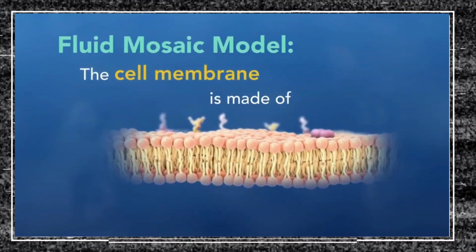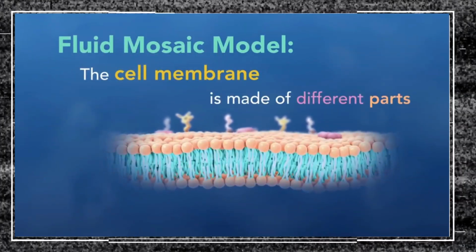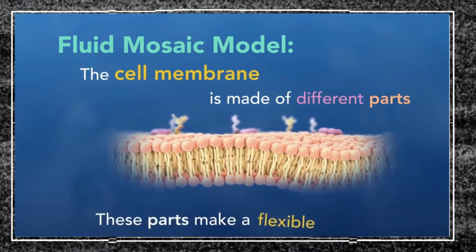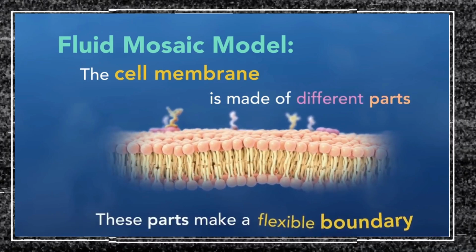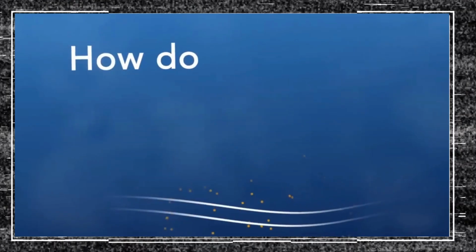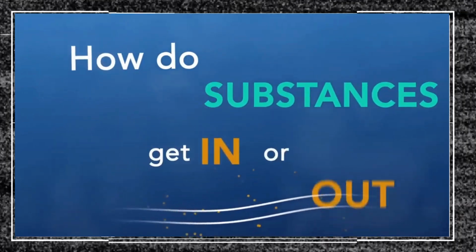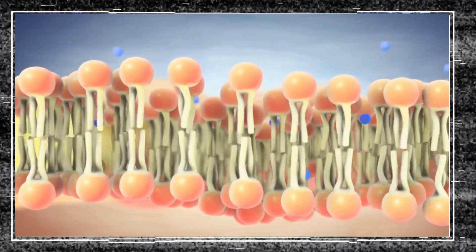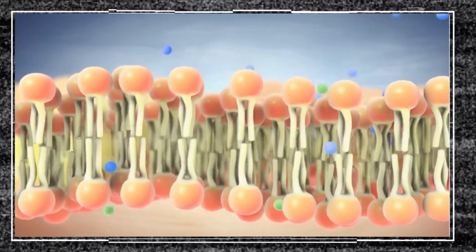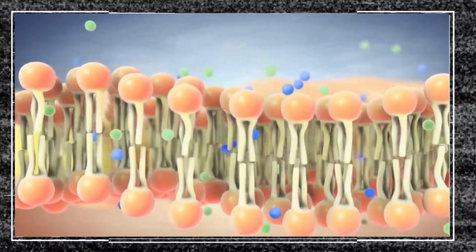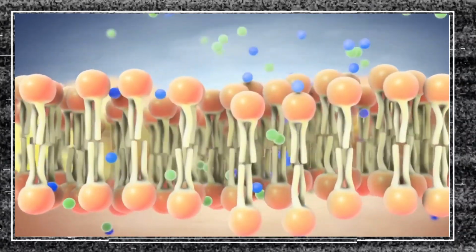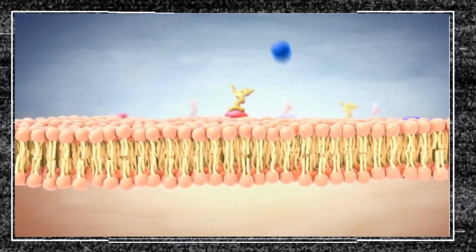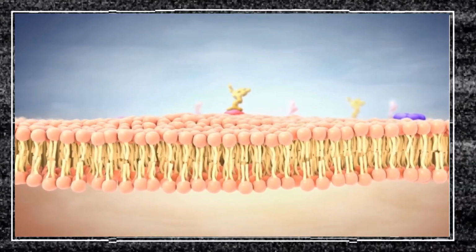So, in the fluid mosaic model, the cell membrane is made up of different parts, and these parts make up a flexible boundary around the cell. But how do the majority of substances get in or out of the cell? Some molecules seep through the little spaces in between the phospholipids, which make up the majority of the semi-permeable cell membrane. However, other molecules are too big to fit through the cell membrane this way.